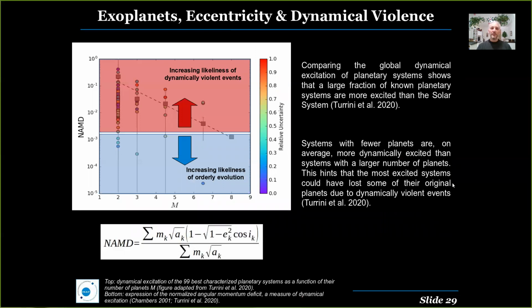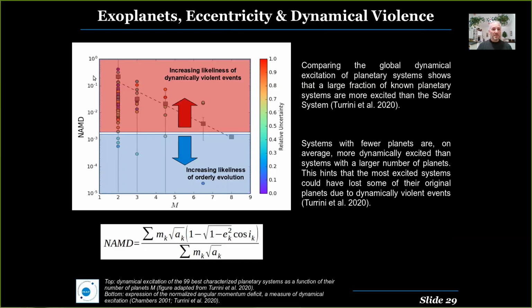And if we put eccentricity into the global picture of dynamical excitation, and we compute the dynamical excitation of the planetary systems that we know, we see another important fact. Basically, not only do we have a large fraction of planets that have an eccentricity higher than the planets in the solar system, but we also have a large fraction of planetary systems as a whole that have a higher dynamical excitation than the solar system.